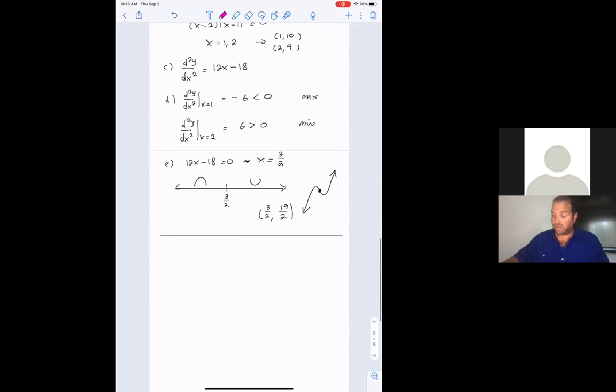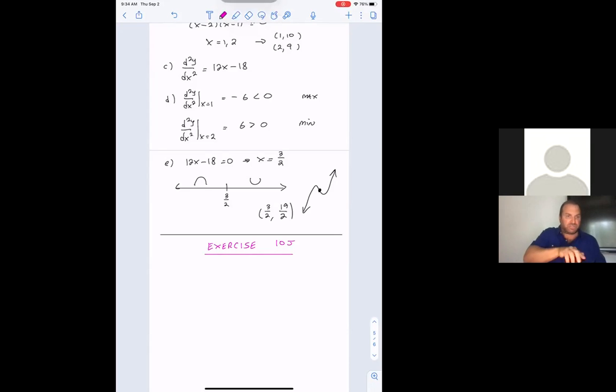So let's now go ahead and do exercise 10J. Exercise 10J. So the first question says, find the second derivative for the following functions. Okay, so question 1, part A. It says y equals x sine of x, and it wants the second derivative.